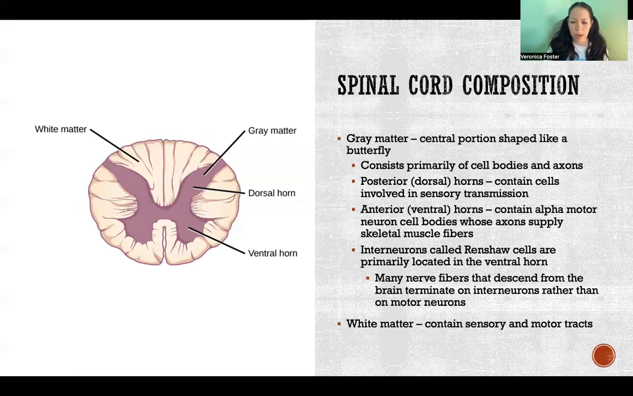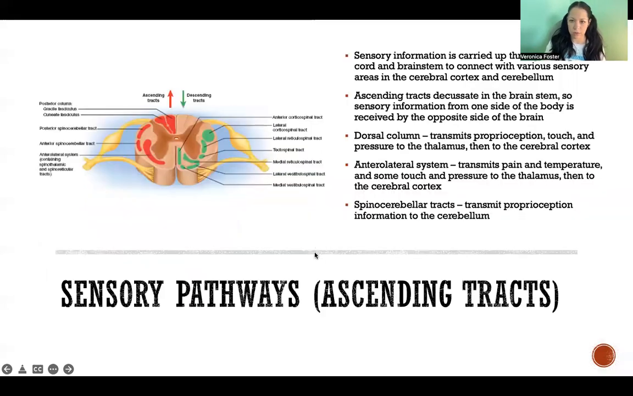Then we have white matter that is surrounding, and it contains sensory and motor tracts, which is what I'm going to discuss next. Okay, so the sensory pathways, those are the ascending tracts. So they're going from the periphery of the body and going up the spinal cord up to the brain. Those are the sensory pathways. So in this diagram here, what's indicated in red, those are the ascending tracts, and the green are the descending tracts or the motor pathways.